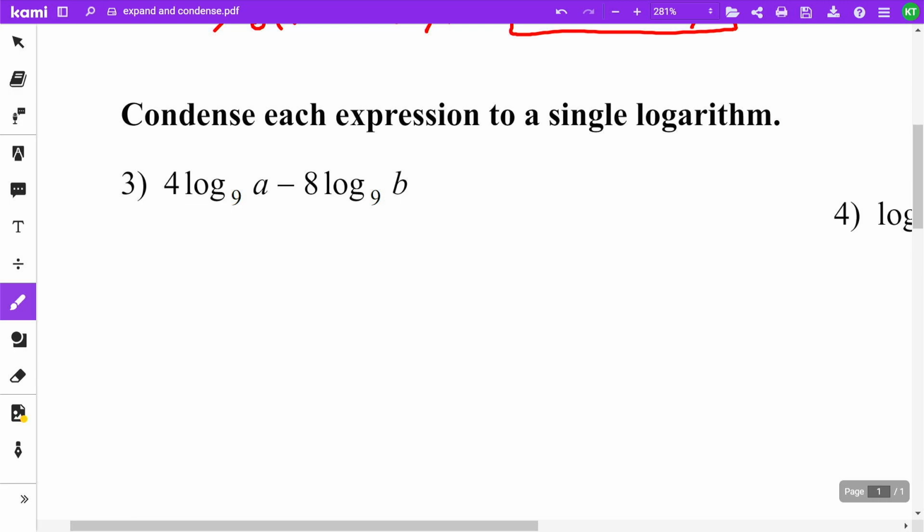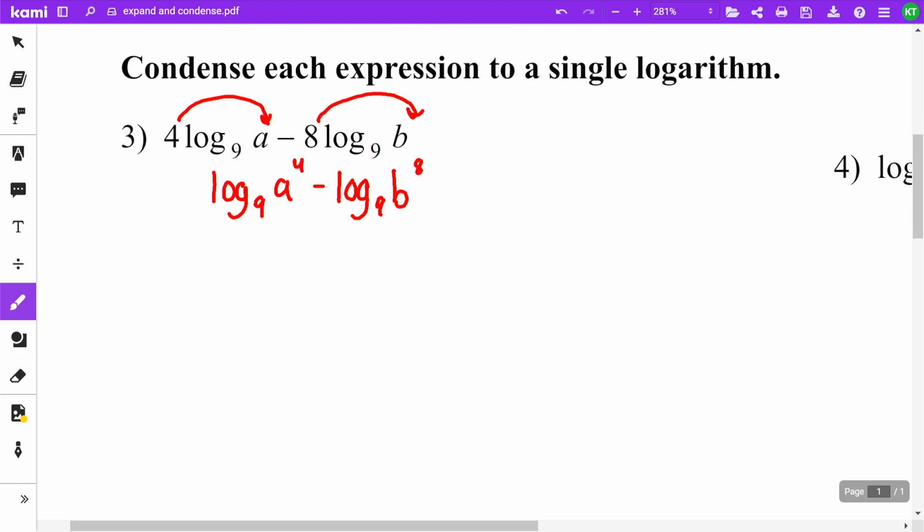And before I even do that, I am going to move each of my 4 and my 8, using my power rule to go ahead and rewrite this. So I will do log base 9 of a to the power of 4 minus log base 9 of b to the power of 8. So again, I'm going to use my quotient rule here. So I'll have log base 9 of a to the power of 4 divided by b to the power of 8. And so this would be my final answer. Log base 9 of a to the power of 4 divided by b to the power of 8.